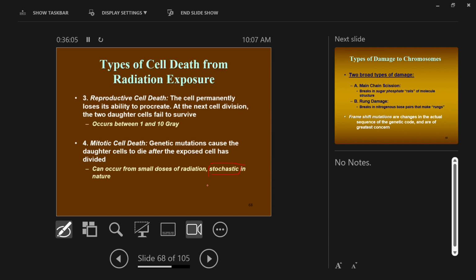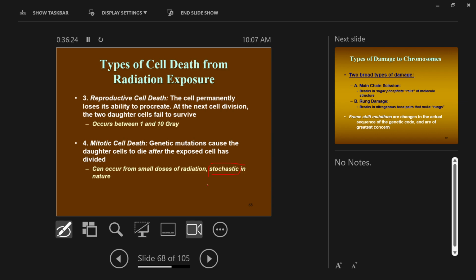So if something was non-stochastic in nature, what would that mean? Not random, which means you know what's going to happen, right? Deterministic is what we will call it, okay? So there are two types of effects of radiation. This is what we're going to be talking about coming up here. Two ways radiation can affect the body.